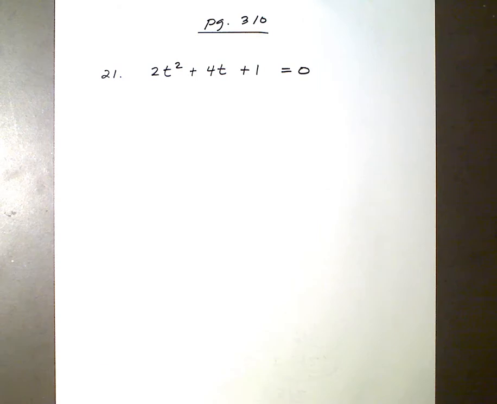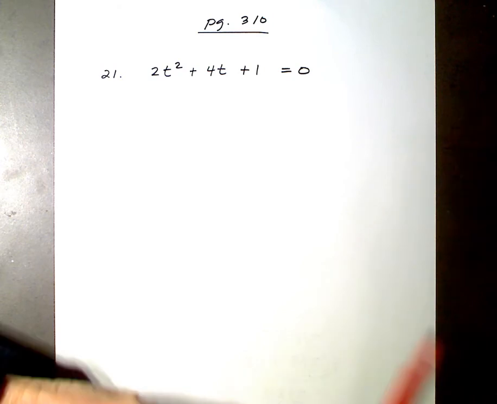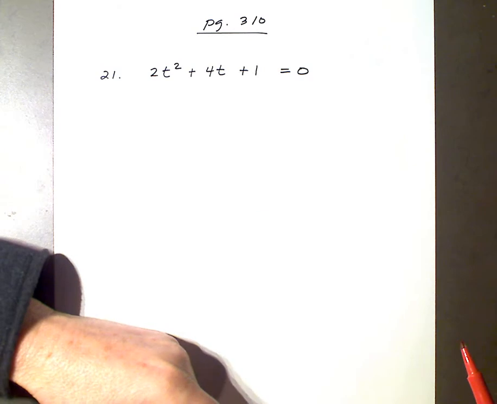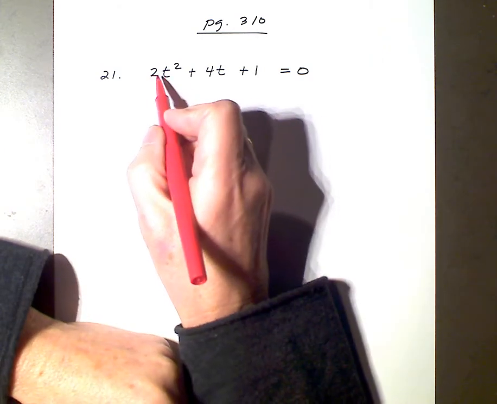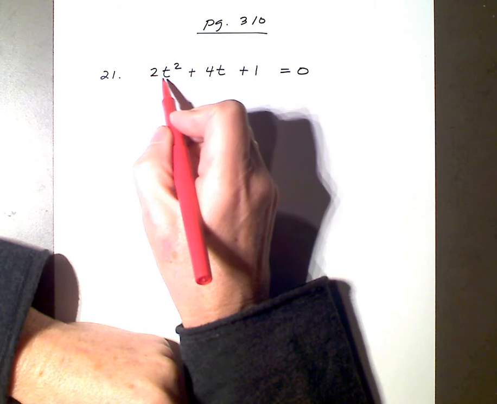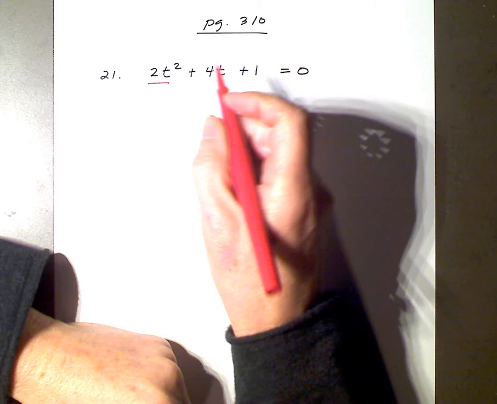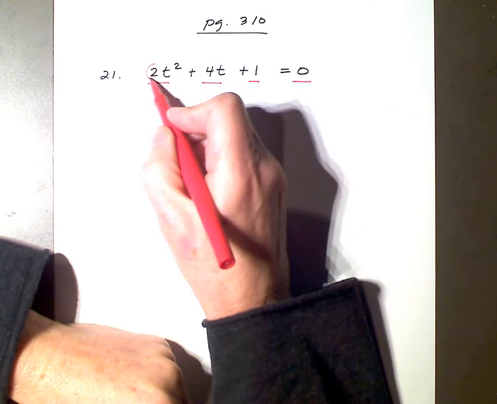Alright, this is number 21 on page 310, and I have a quadratic equation here. A is 2, B is 4, C is 1. So the first thing I'm going to do is divide. To complete the square, I have to have a 1 times the variable squared for this term. A has to be equal to 1. So I'm going to divide out this 2 from every term.